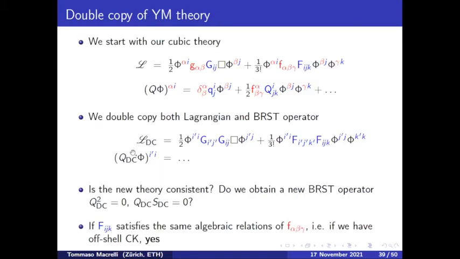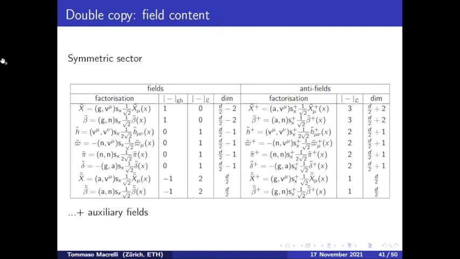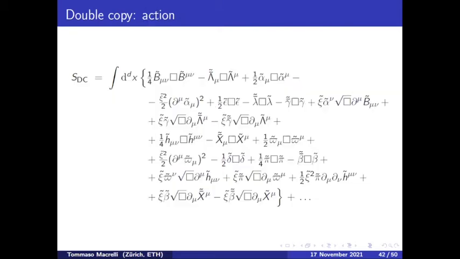So we can double copy. We take Yang-Mills theory, formulated in that way, we double copy the theory, and the field content of the double copy theory is the following. We can organize it in an antisymmetric and a symmetric sector. The antisymmetric sector is the following one, which will be related, a little spoiler, to Kalb-Ramond theory. And the symmetric sector is this one. It will be related to Einstein-Hilbert gravity plus dilaton. And then we have an infinite number of auxiliary fields.